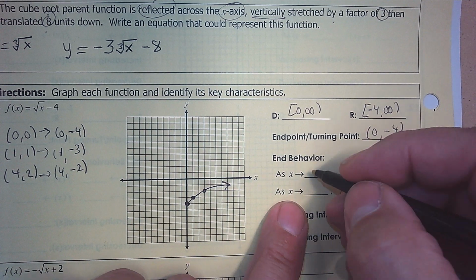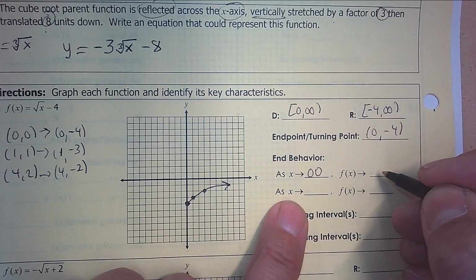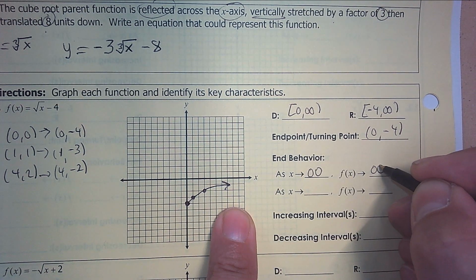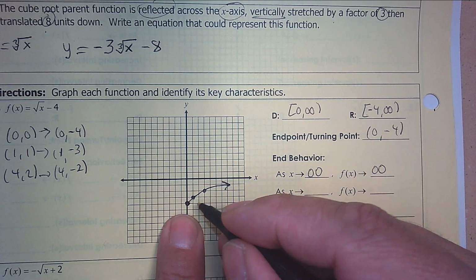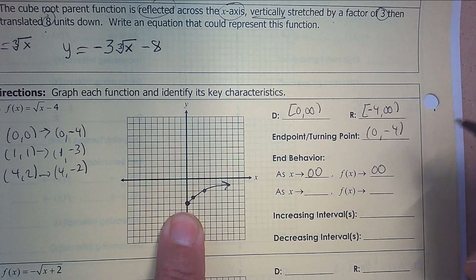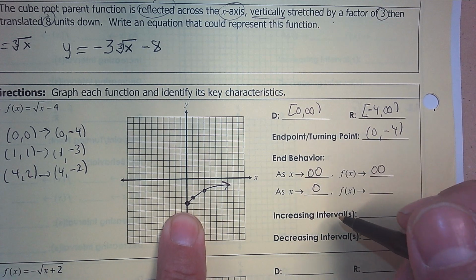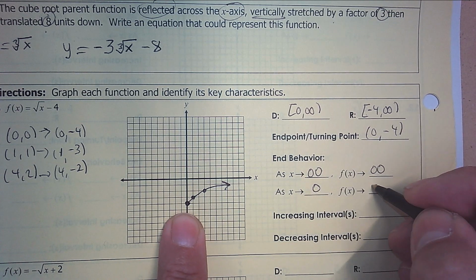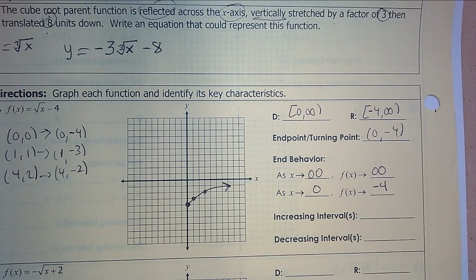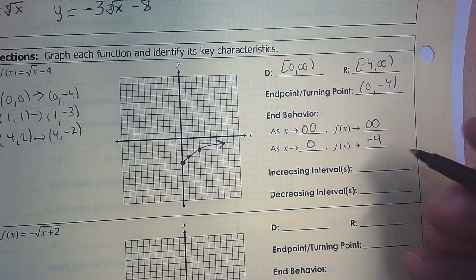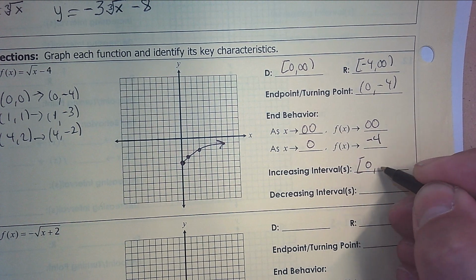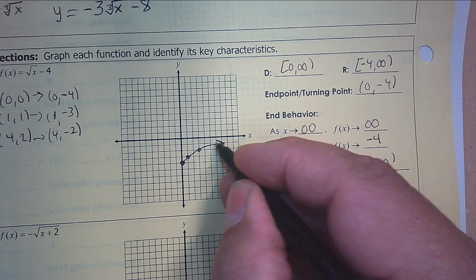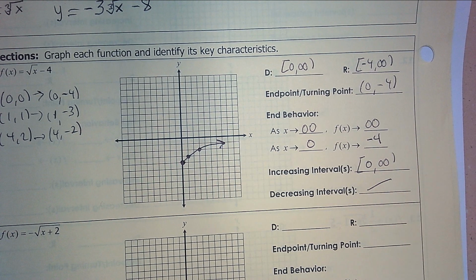As x approaches infinity, what's the right end approaching? And the answer is infinity. As x approaches, now it wouldn't be infinity in this case, because our starting value is what number? 0. So as x approaches 0, what is the y value approaching? -4. So where is this increasing? Well, it's increasing everywhere. It starts increasing at 0, and it goes all the way to infinity, rising the whole time, and there's nowhere that it's decreasing.